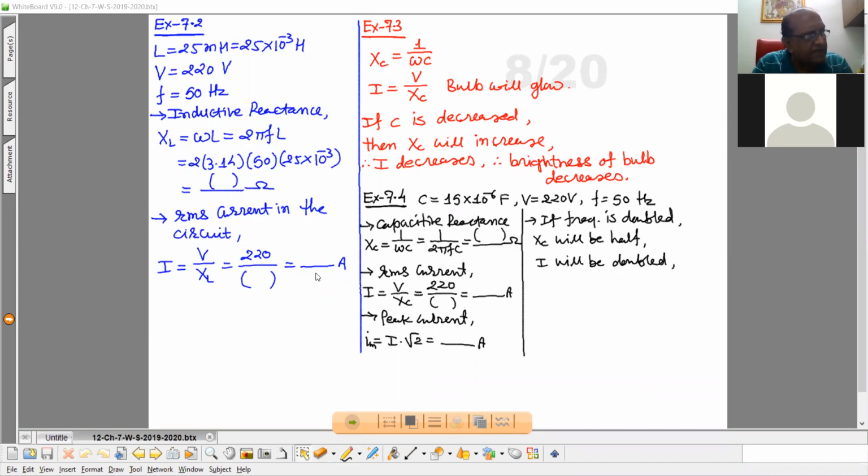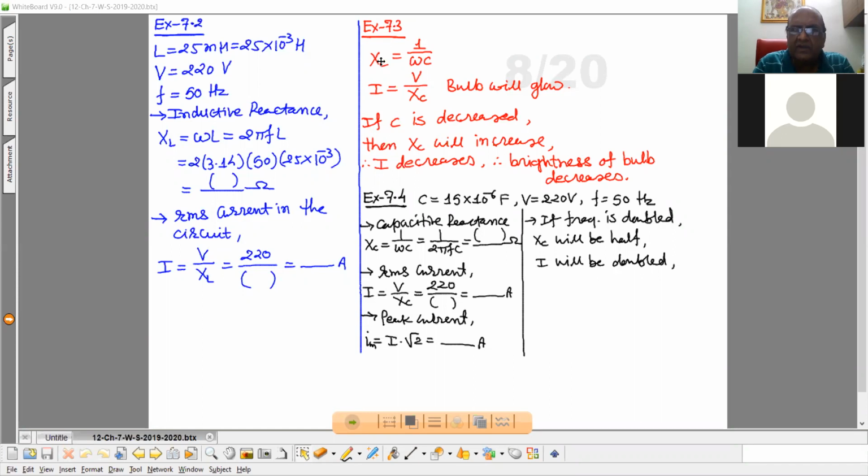Then after, example 7.3. A lamp is connected in series with a capacitor. Predict your observations for DC and AC connections.